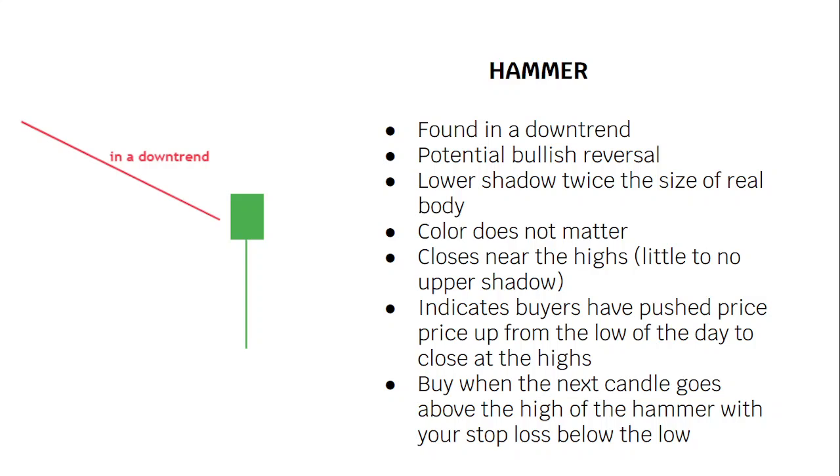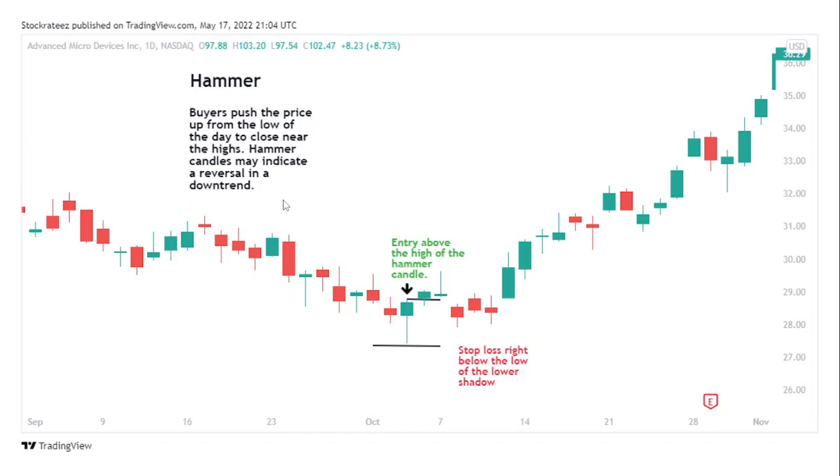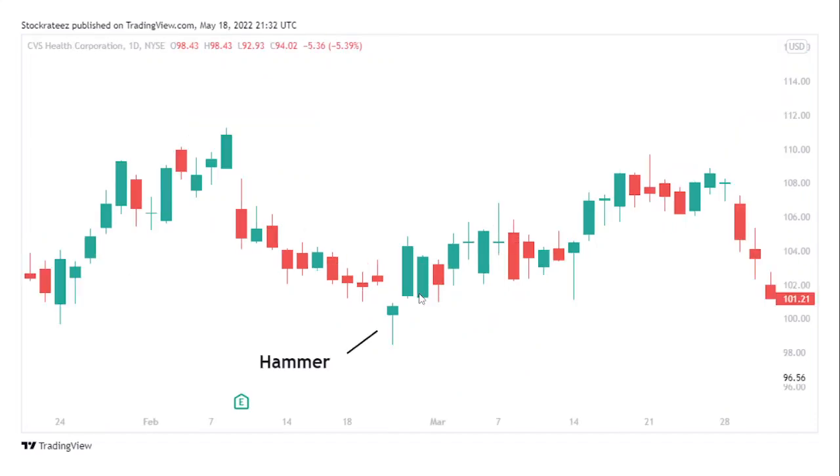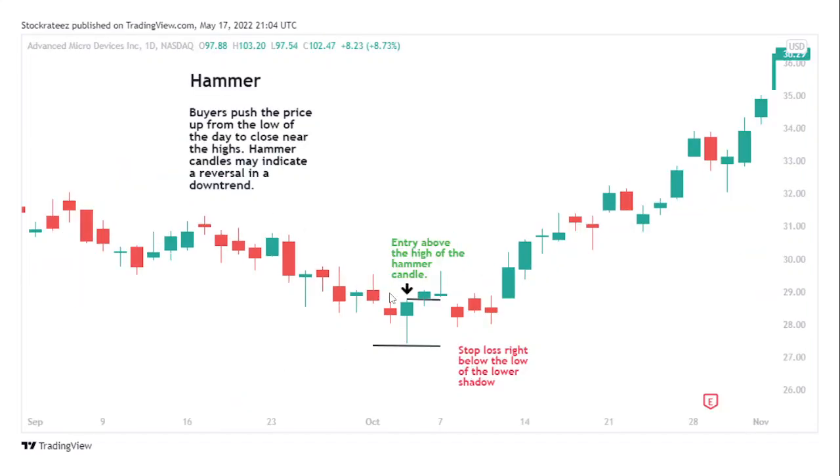So how do you play these? It's all about the next candle. So a lot of these bullish patterns, you buy when the next candle goes above the high. All right, so we've got our hammer candle here. Price was kind of in a downtrend here. And then buyers push the price up from the low of the day to close near the highs. So this may indicate a reversal of the downtrend.